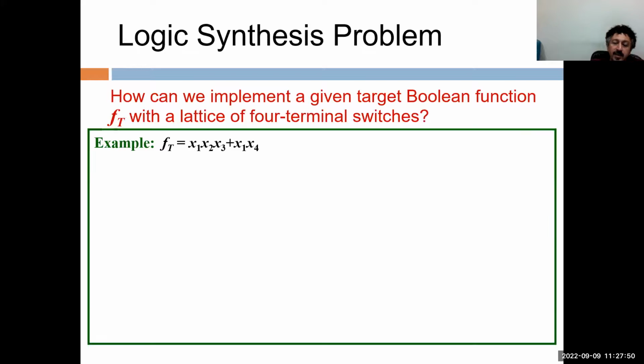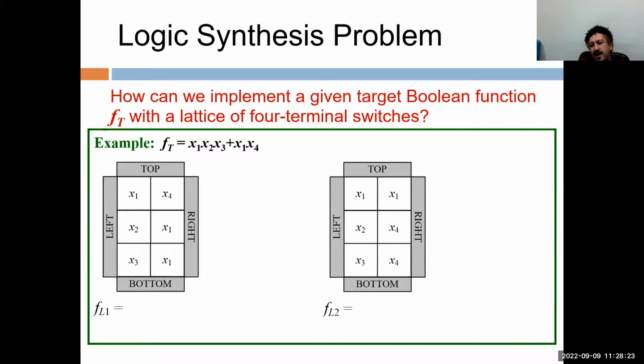Okay, again, back to the question: how can we implement a given function? As I told you, if you claim that four terminal switch-based lattices can be the future, you should first prove that you can do everything with these four terminal switches. To do so, you should prove that you can implement any Boolean function with four terminal switches. Okay, you are given this Boolean function, how to implement it? Let's check.